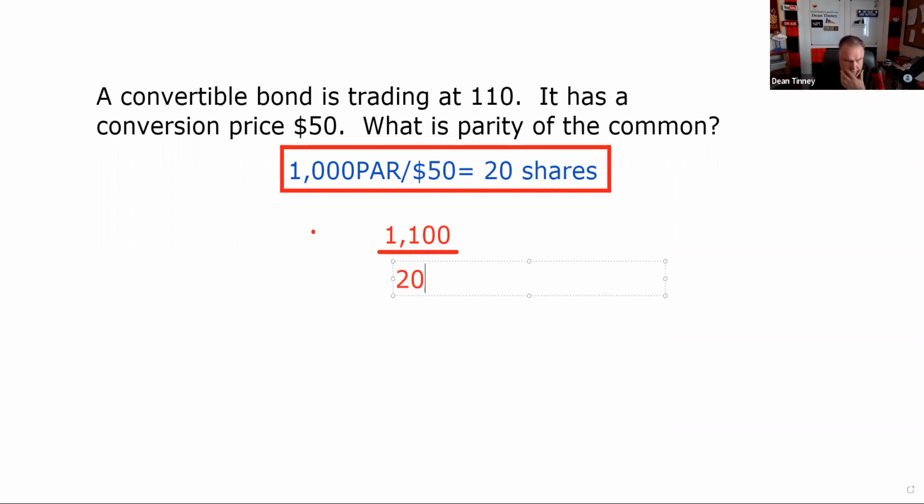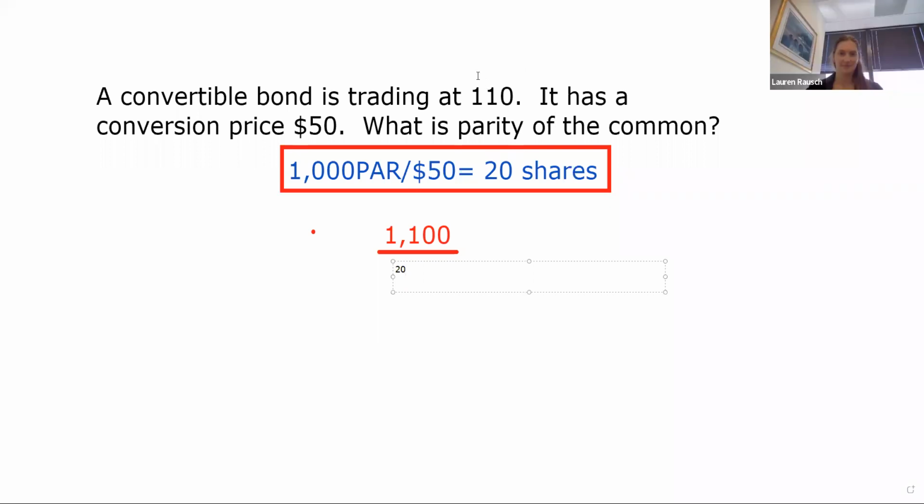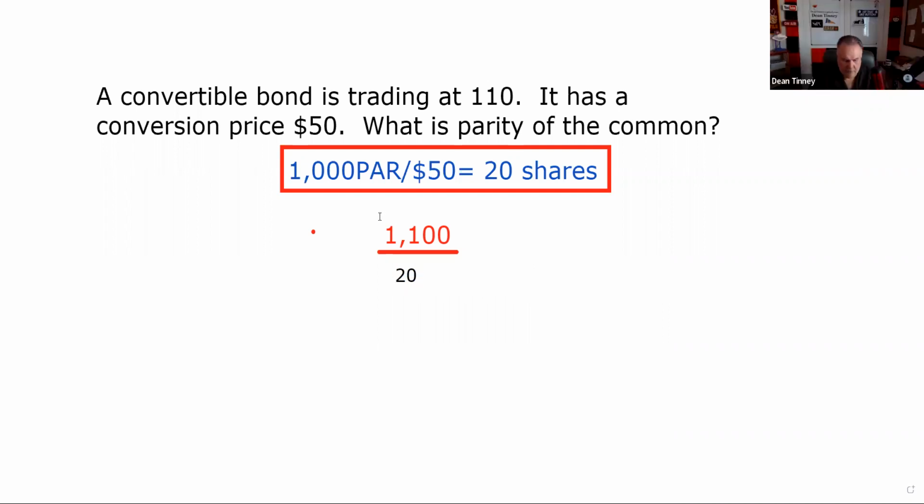Let's just label that. That's the current market price of the convertible. And we're dividing that. By the way, as I've always said, if you can't decide what to do on the test, divide. If you can't decide what to divide, take the first number divided by the second number.